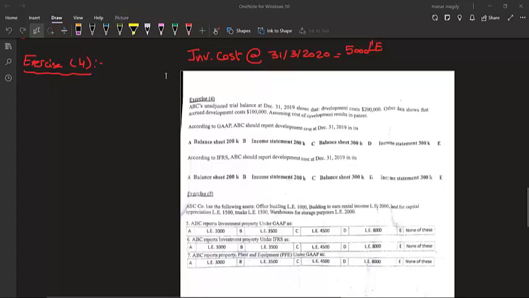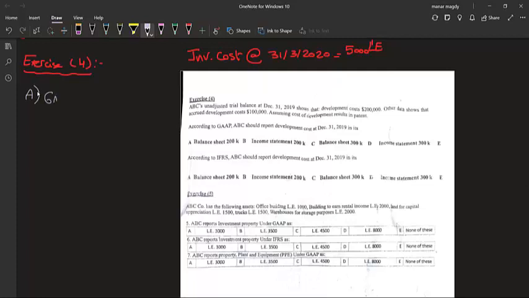Okay, so according to GAAP, ABC should report development costs. It is going to be expensed directly, and there is no specific account for it, so it will be expensed in the income statement and it would be equal to 300,000. So the choice for question A.